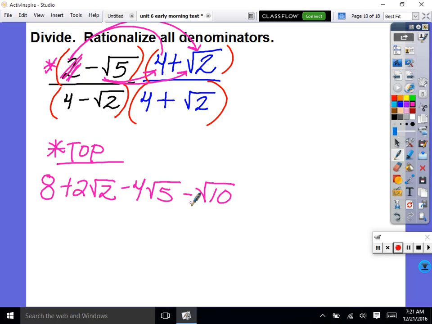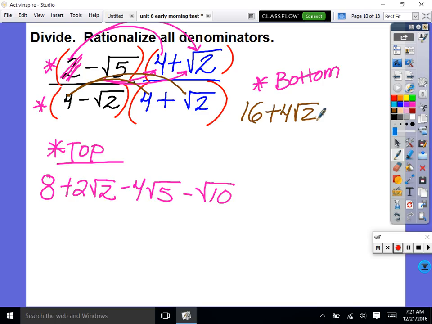So now I'm going to go off to the side and do a little star and say, okay, now I'm going to focus on the bottom. And now we'll just focus on the bottom, and I'm going to change colors to brown. 4 times 4 is? 16. And then 4 times positive square root of 2 is positive 4 square roots of 2. And then we've taken care of 4. Negative square root of 2 times 4 is negative 4 square roots of 2, correct?